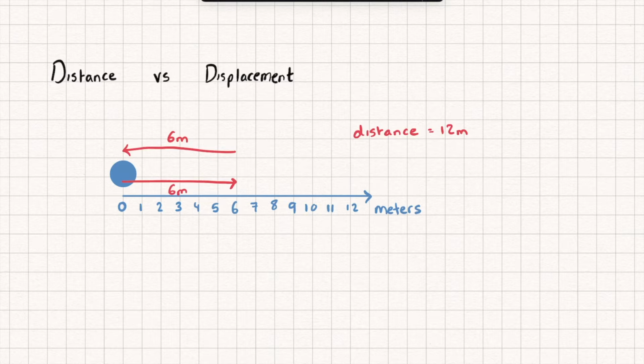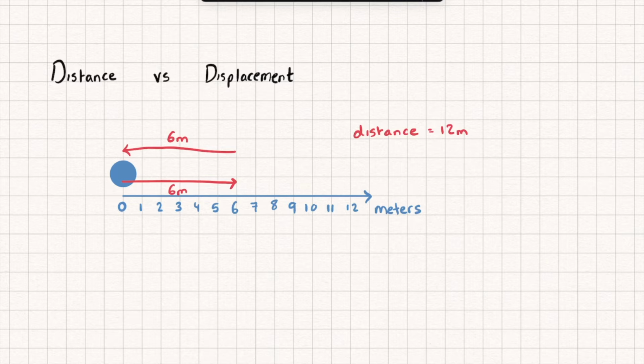There's a difference though between the distance and the displacement. The displacement is a vector quantity, and it's talking about both the distance and direction the particle has gone from its starting position.